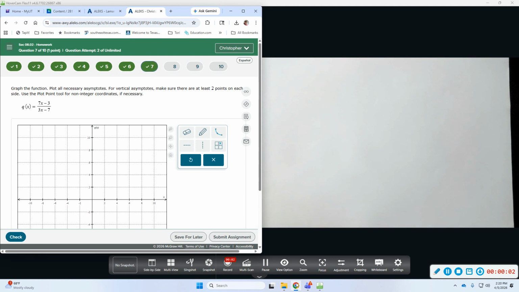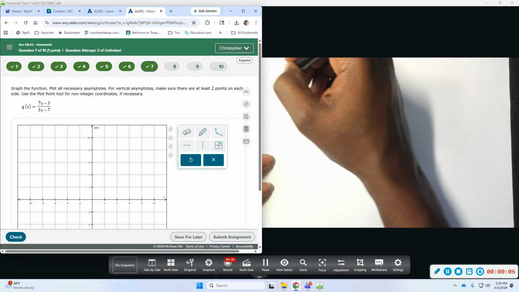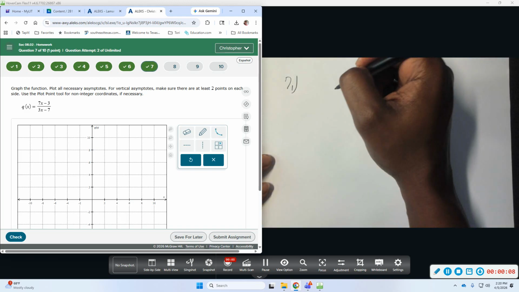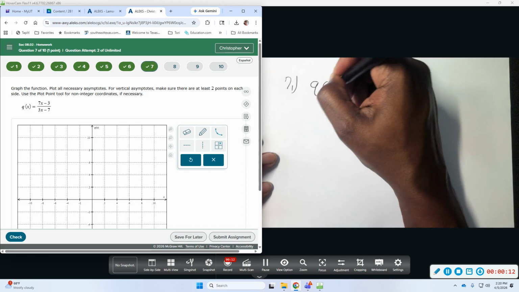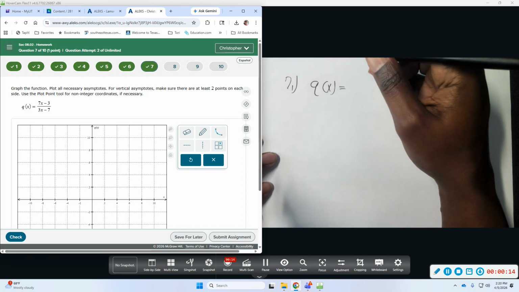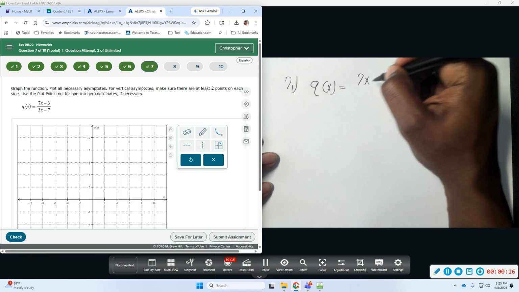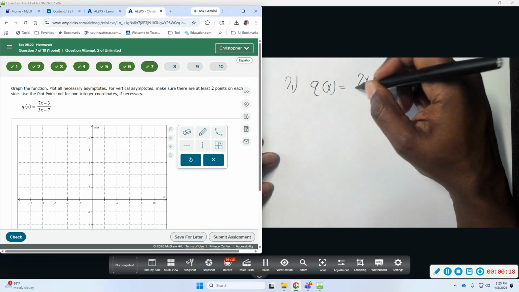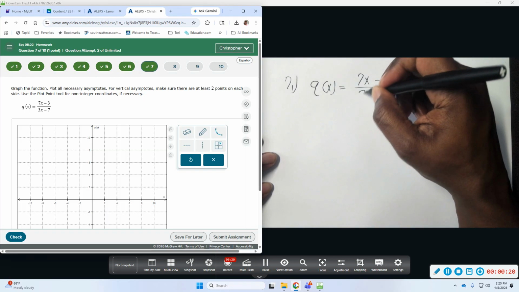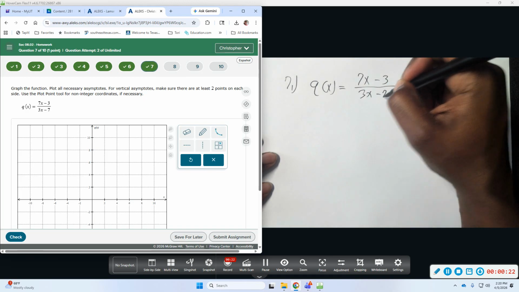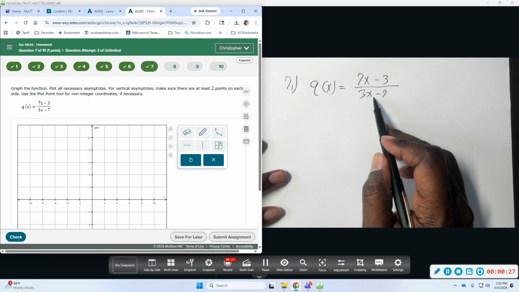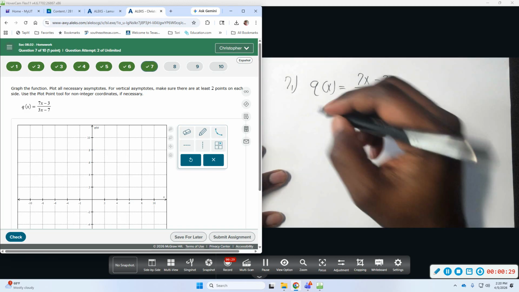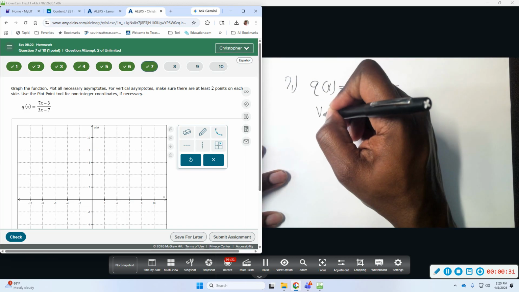All right, number 7, we're going to use the graph to plot the asymptotes. And so we're given q of x is equal to 7x minus 3 over 3x minus 7. We're going to start with the bottom and find the vertical asymptote. So whatever makes the denominator 0 will be a vertical asymptote.